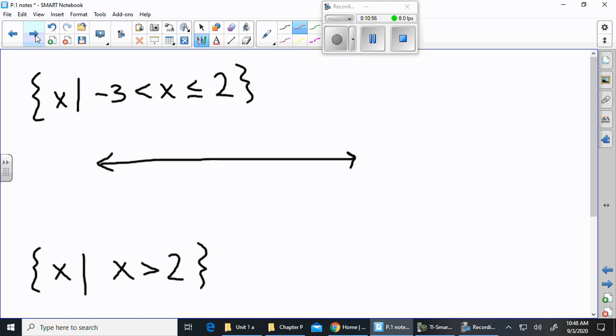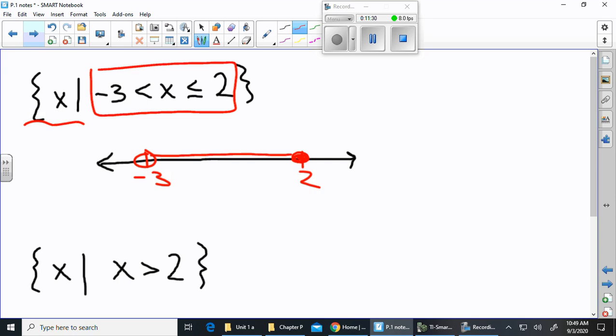If I gave you this, this would be graph it and write it in interval notation. Well, -3, 2. Open because no equal sign. Closed because the equal sign. X is between -3 and 2. Now that's like set notation. You don't have to write that, and even on the paper I gave you, it has that. You just write that and you're good.